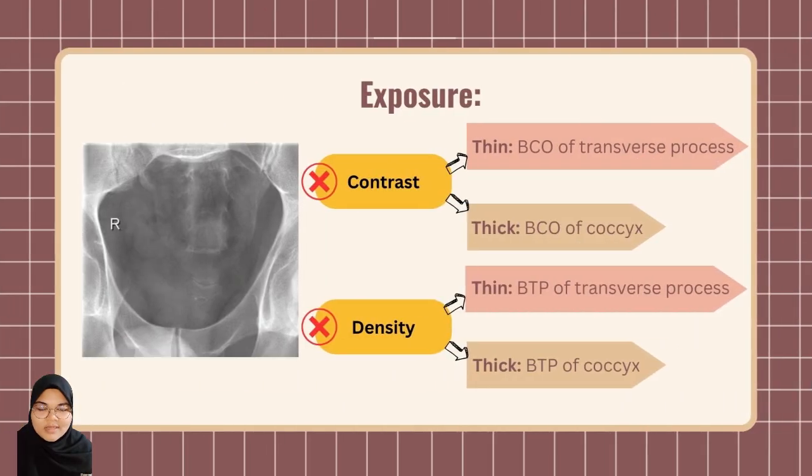The kVp is inadequate because the bony cortical outline of the thick structure, which is the coccyx vertebra, cannot be seen. Also, the bony cortical outline of the thin structure, which is the transverse process, cannot be seen. The mAs is inadequate because the bony trabecular pattern of the thick structure, which is the coccyx vertebra, cannot be seen. Also, the bony trabecular pattern of the thin structure, which is the transverse process, cannot be seen.